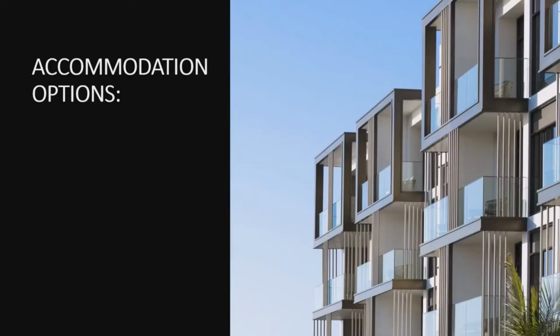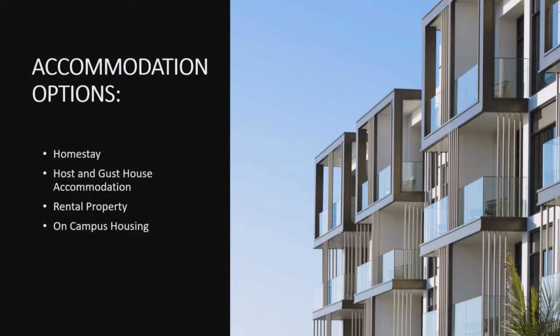You have 6 different accommodation options when you are in Australia. This includes homestay, host and guest house accommodation, rental property, on-campus housing, residential college accommodation, and apartment accommodation. So let's take a closer look in more detail at each.